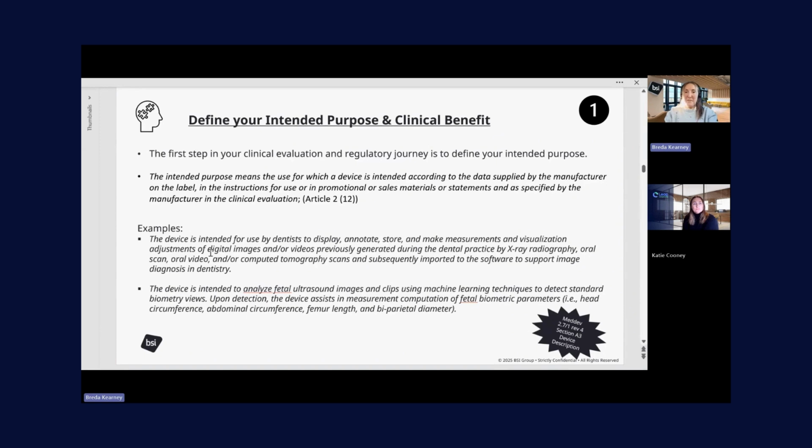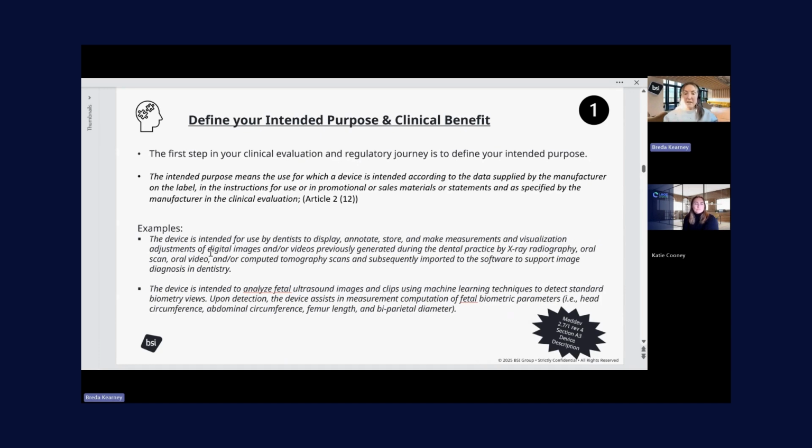So it's a bit of a mouthful. There's a lot in it, but hopefully you can see from that intended purpose, you're very clear what this device actually does and what it does not do, where it's to be used, who's going to be using it, and so on.